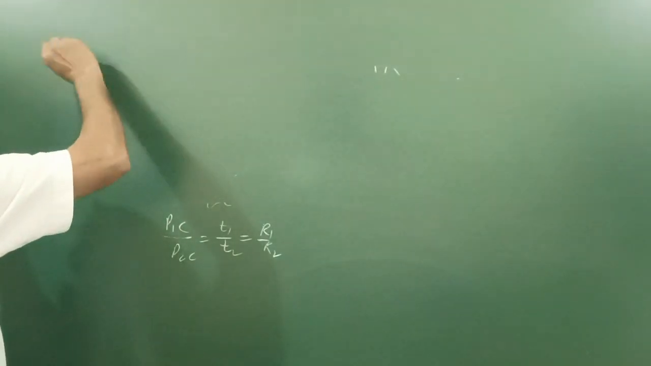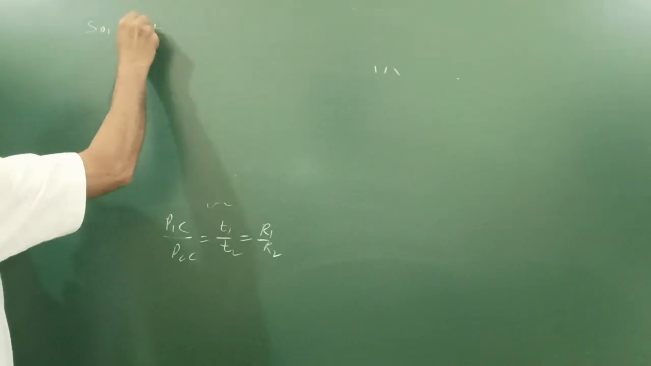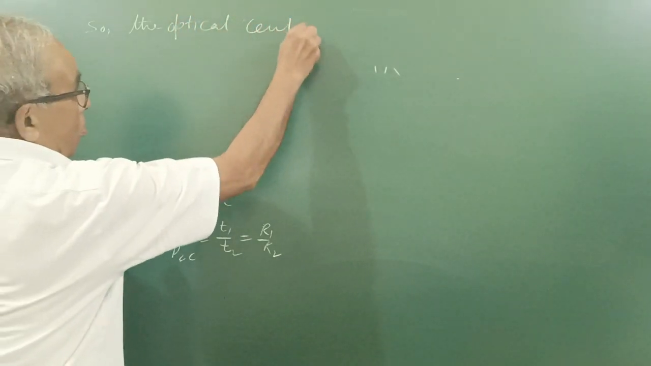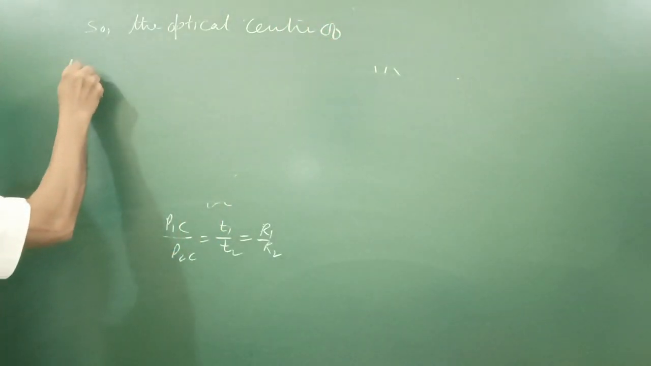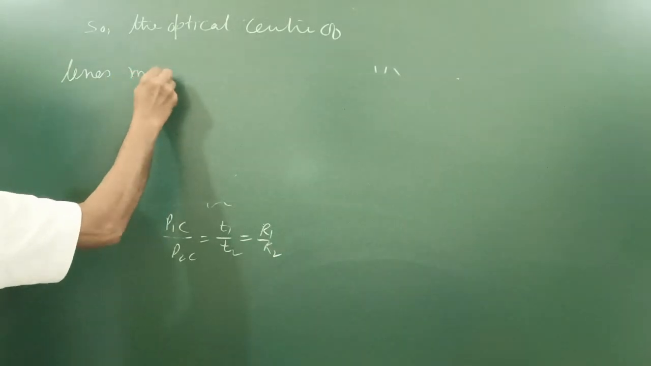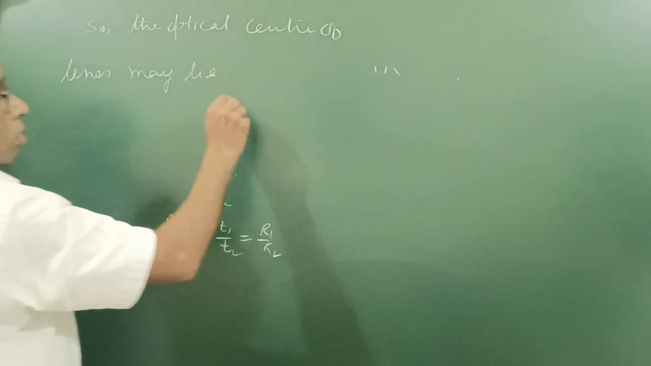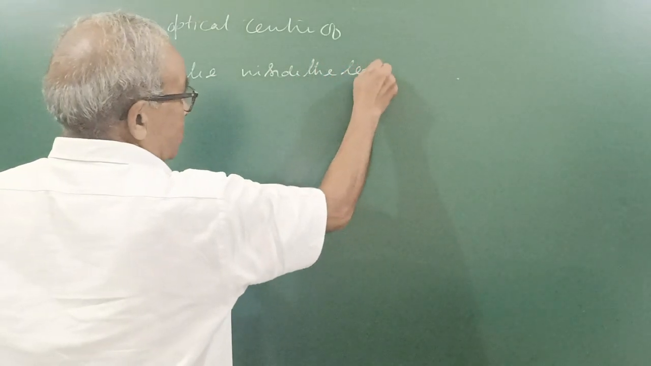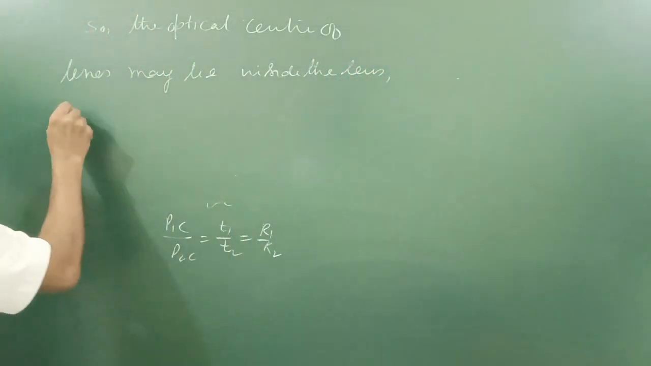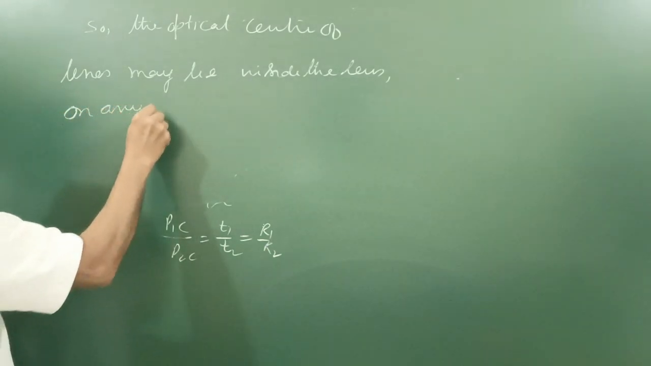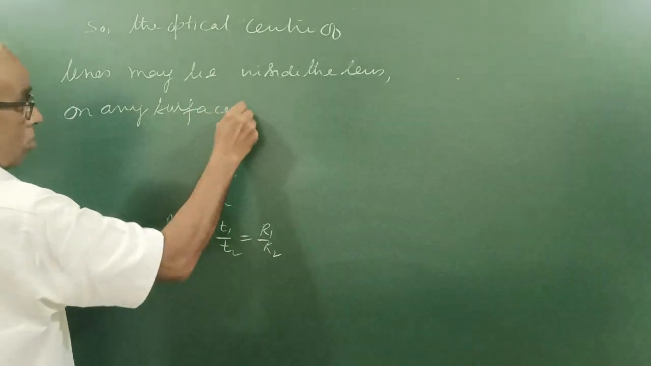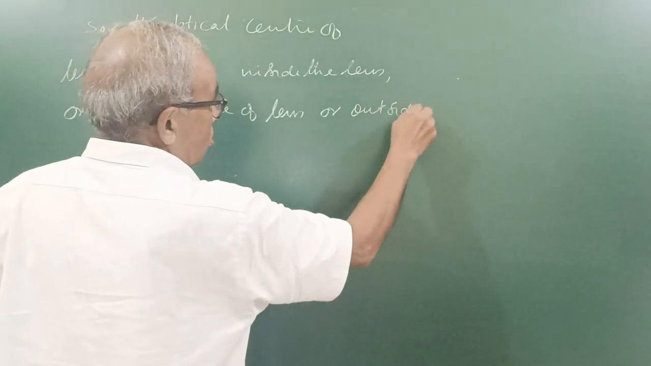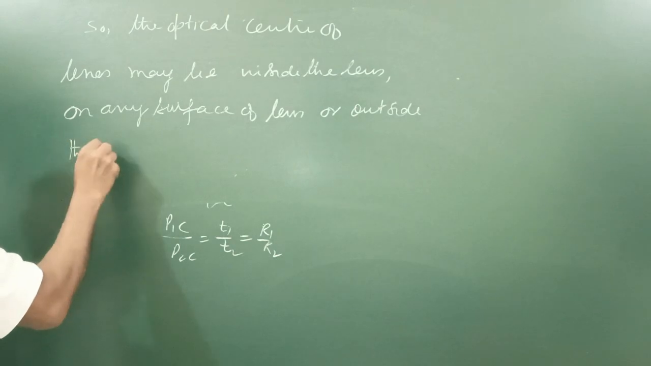Though I have spent more time writing, so the optical center of lenses may lie inside the lens, on any surface of lens, or outside the lens.